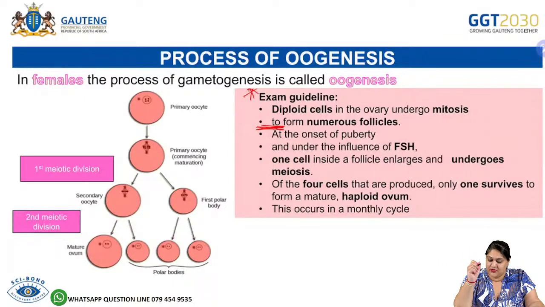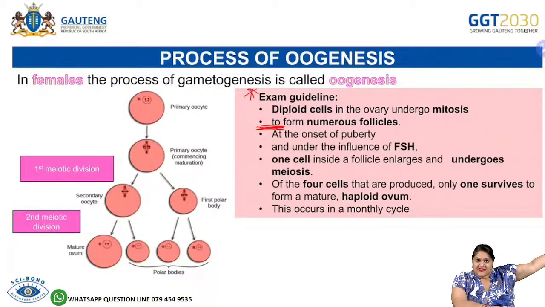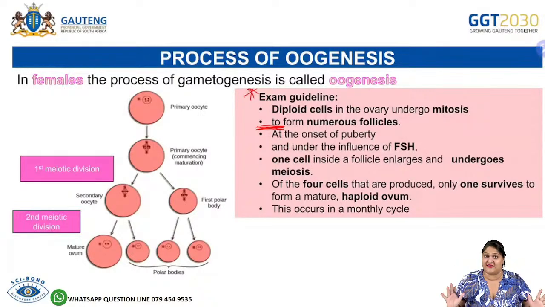What does that FSH do? It's going to cause one of those cells every month to enlarge and undergo meiosis. So mitosis is to form the numerous follicles. And once puberty hits and you're going to start making ova, only one of those follicles is going to enlarge and undergo meiosis. And why is it going to undergo meiosis? Because that one cell must become 4 cells. But out of those 4 cells that are going to be formed at the end, only one survives to form a mature haploid ovum, and this occurs in a monthly cycle.